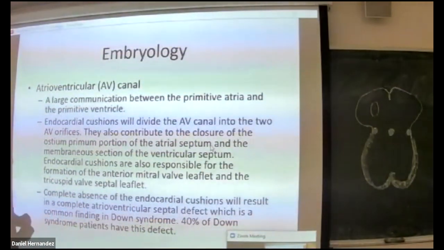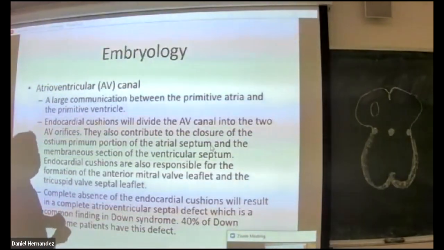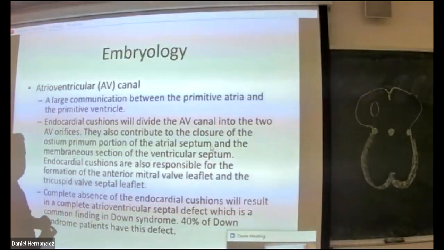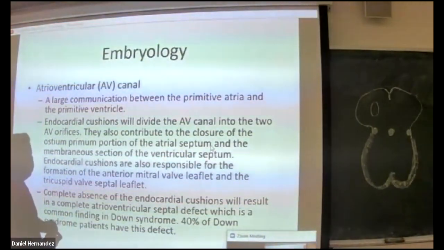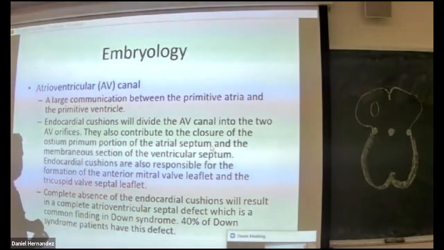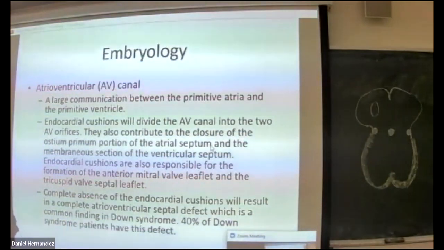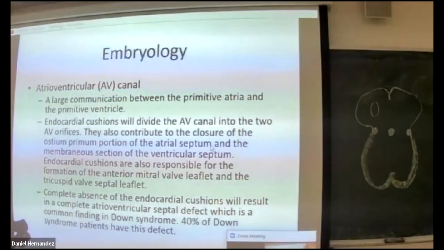They also contribute to the closure of the ostium primum portion of the atrial septum and the membranous section of the ventricular septum. The endocardial cushions are also responsible for the formation of the anterior mitral valve leaflet and the tricuspid valve septal leaflet. Complete absence of the endocardial cushions will result in a complete atrioventricular septal defect, which is a common finding in Down syndrome. 40% of Down syndrome patients have this defect.